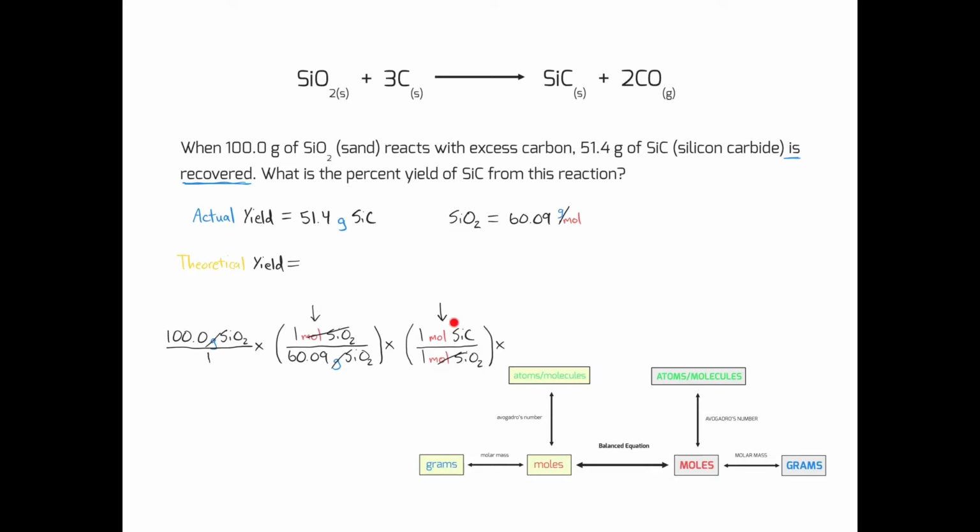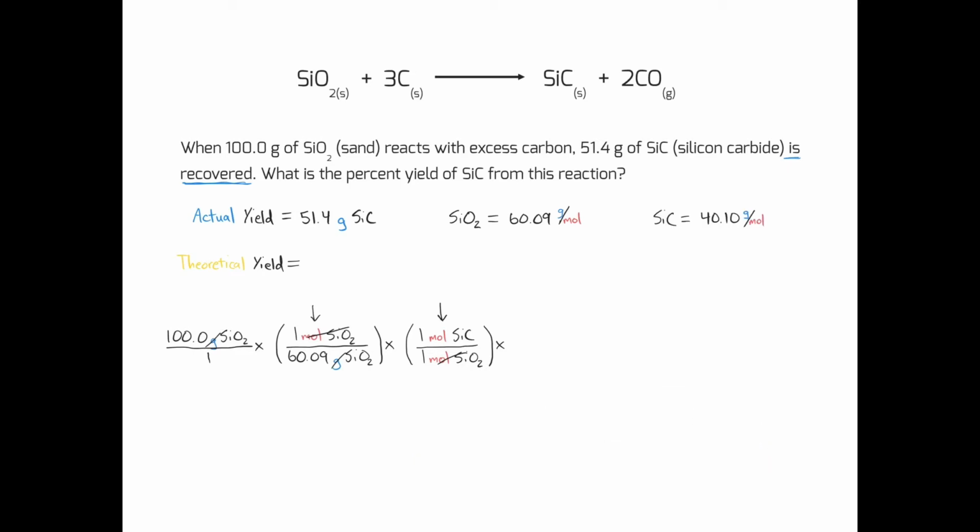So now we have moles of silicon carbide, which means we're right here in our diagram, which means we just have one more step, which is to convert from moles of silicon carbide to grams of silicon carbide. And we do that by using the molar mass of silicon carbide. Using our periodic table, we calculate the molar mass of silicon carbide to be 40.10 grams per mole. We set it up so our units cancel, which means moles of silicon carbide on the bottom to cancel with moles of silicon carbide on top. So these cancel with these, and now we have grams of silicon carbide.